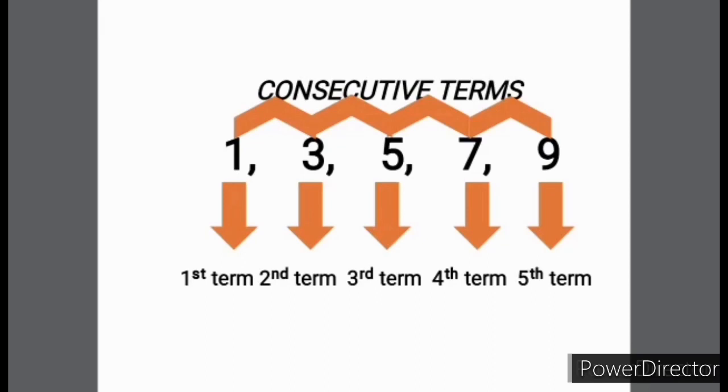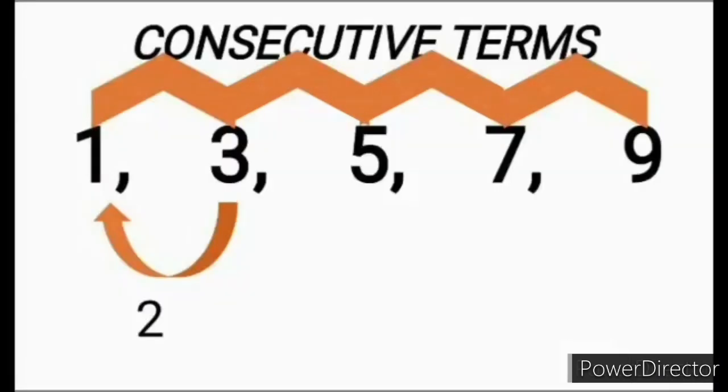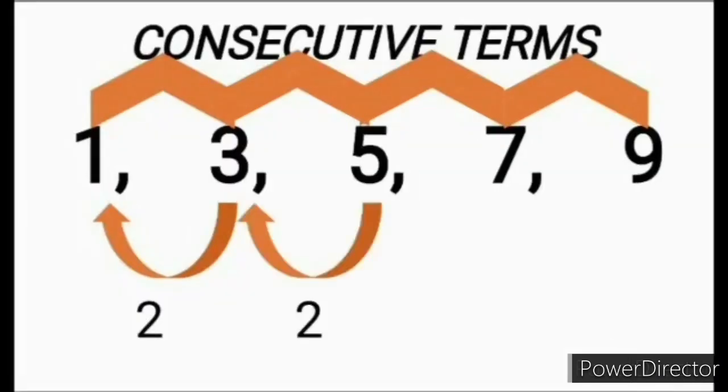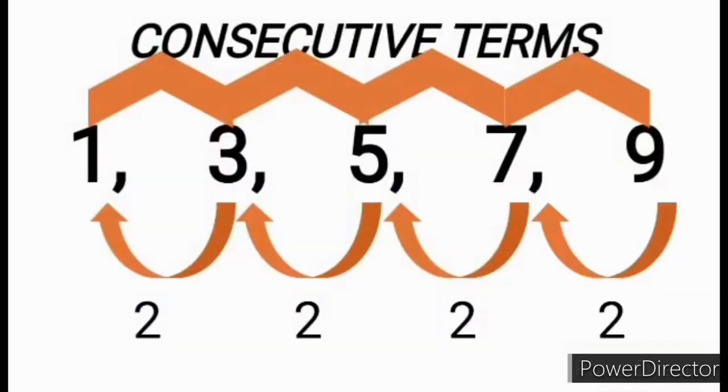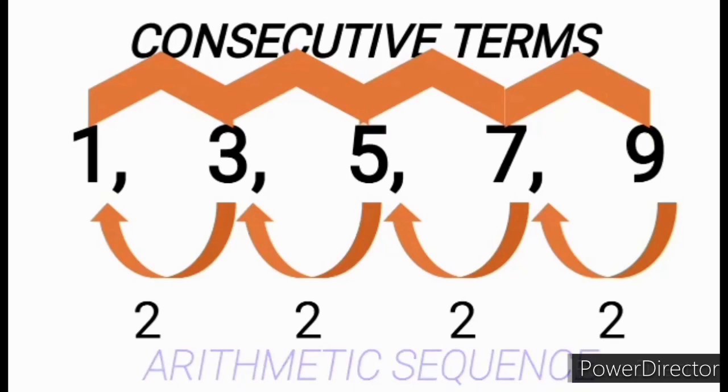So let's subtract any of the two consecutive terms from right to left. 3 minus 1 equals 2, 5 minus 3 equals 2, 7 minus 5 equals 2, and 9 minus 7 equals 2. We could see that the common difference of this sequence is 2, which is the same or constant. Therefore, the sequence 1, 3, 5, 7, 9 is an arithmetic sequence.